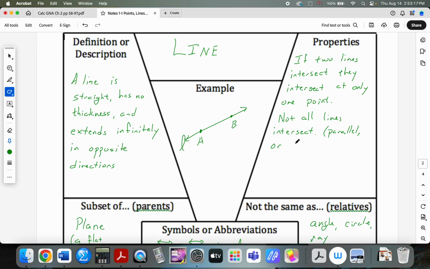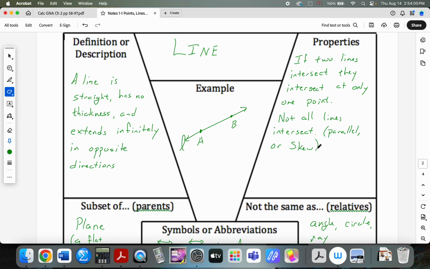So, if this is a line and this is a line, are these two ever going to intersect each other? No. Are they parallel? No. They're not parallel either. When you get into three-dimensional space, you can make lines that aren't parallel, that don't intersect. Those are called skew lines. They don't intersect, but they aren't parallel either.